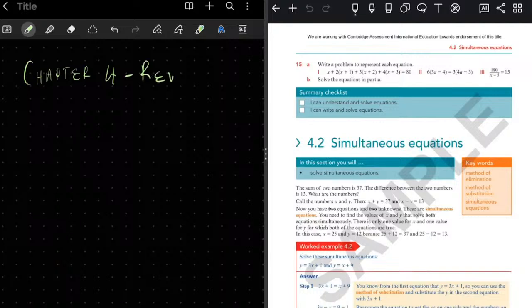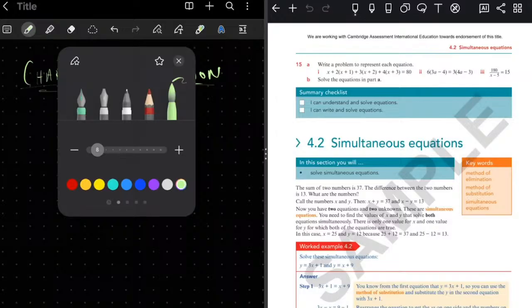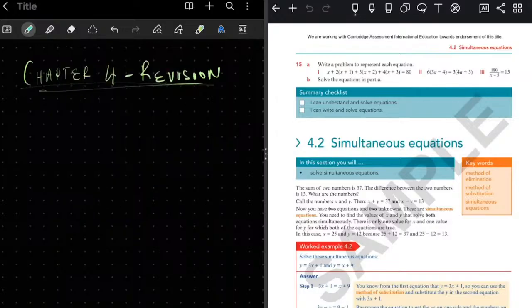Okay, revision. Chapter 4 for maths is equations and inequalities. Let's quickly go through and see how far we can go. I skipped the first part, which is constructing equations. We'll come back to it and do it last. We're starting here at 4.2, which is simultaneous equations.